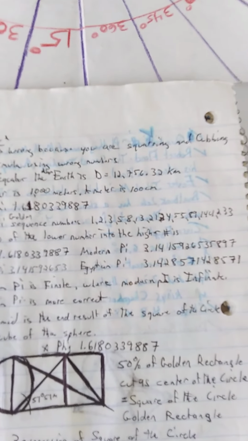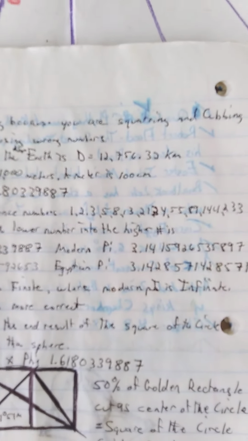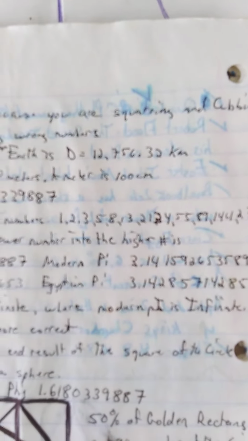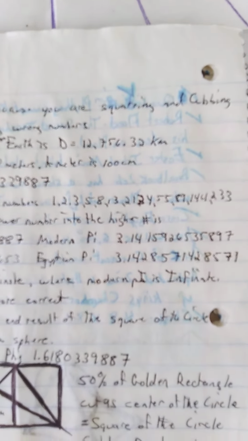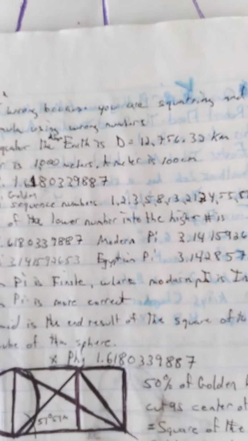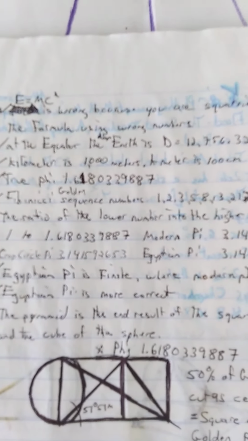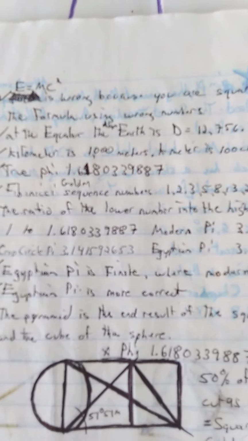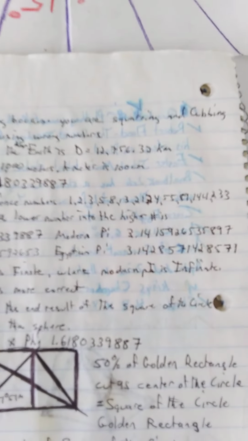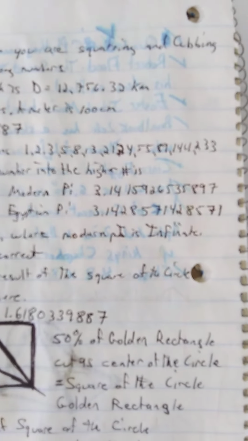Okay, in the Fibonacci, here's your Fibonacci golden sequence numbers. And it runs like that. 1, 2, 3, 5, 8, 13, 21, 34, 55, 89, 144, 233. The ratio of the lower number into the higher number is 1 to 1.6180339887.